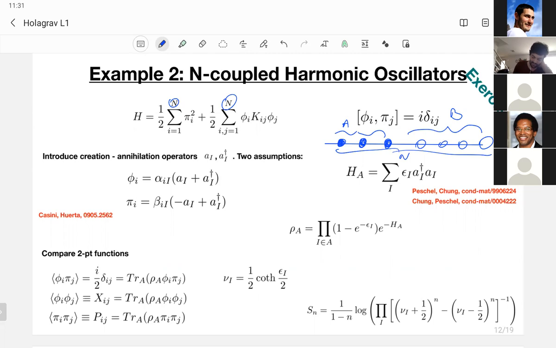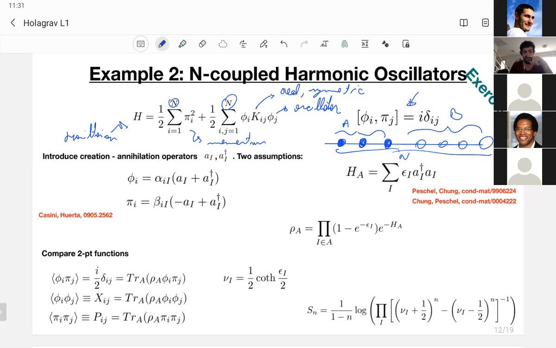And what you want to compute is the Renyi entropy again. This is the Hamiltonian, which can be written in this way, where this is the oscillator, let's say. This is a real and symmetric matrix, and this is the conjugate momentum. It satisfies this commutation relation, for sure.